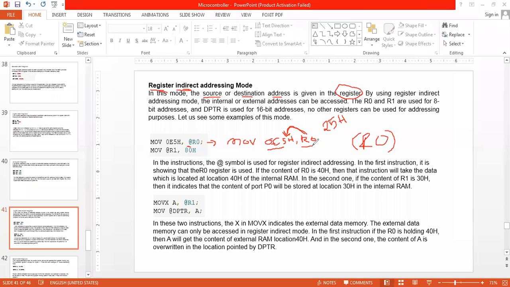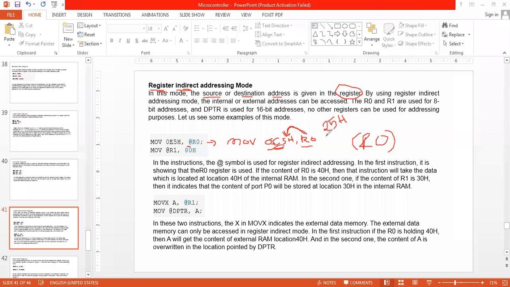R0 is having 25H data. So now what will happen? E5 is one of the memory locations. So what is going to happen? Into this memory location, 25H is the data which is going to be stored. Correct? That was the direct addressing mode.